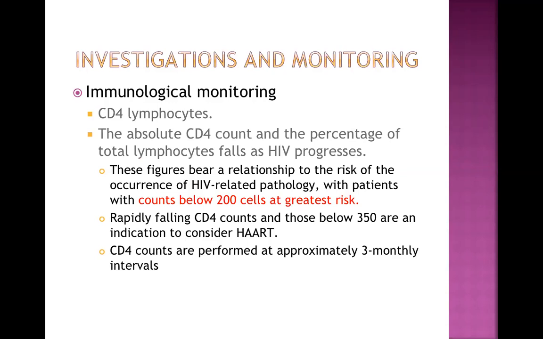A rapidly falling CD4 count, and counts below 350, are an indication to consider highly active antiretroviral therapy, HAART. This is the name of the regimen which we use in the treatment of HIV infection as well as AIDS. Now, these are usually done at 3-month intervals.